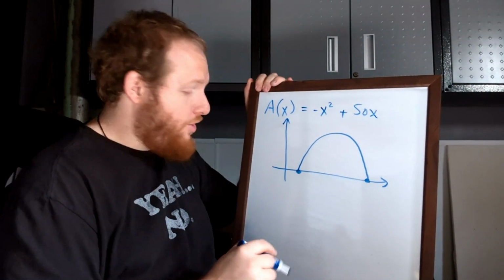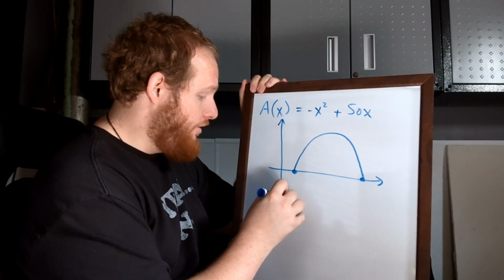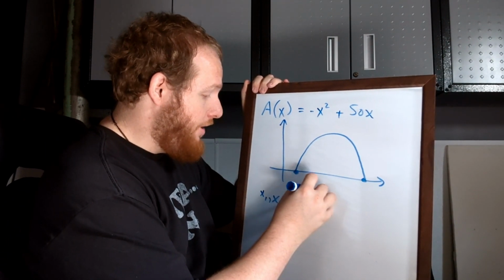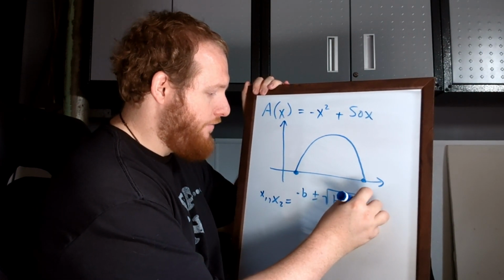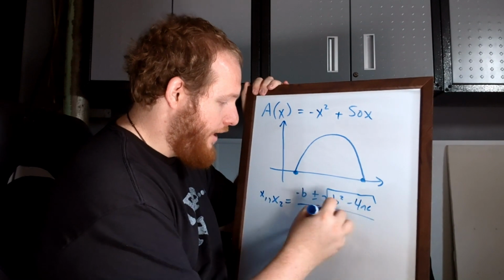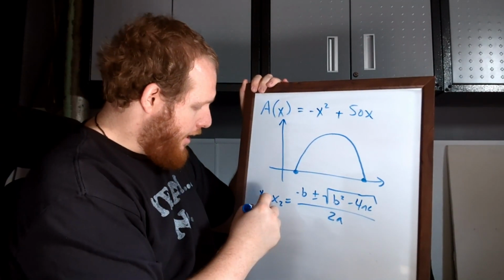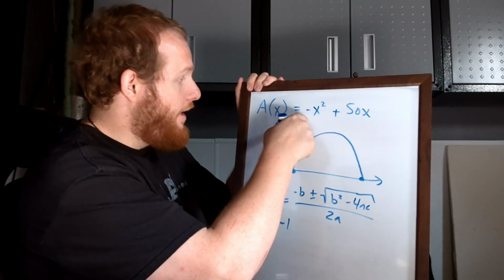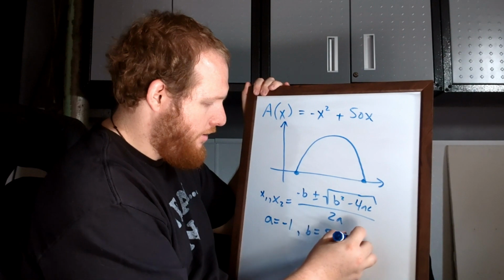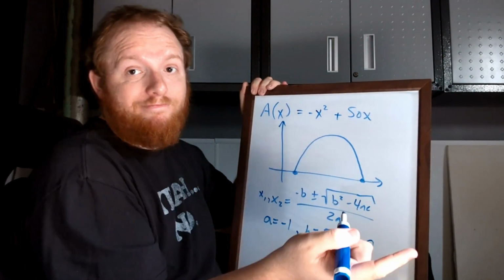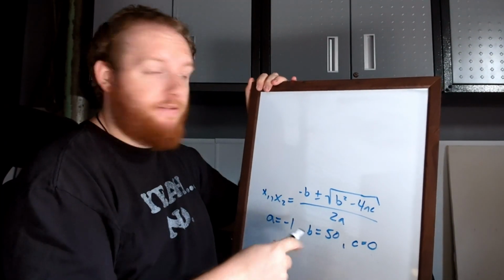So let's go right to the quadratic formula, which states that x1 and x2 is equal to -b plus or minus the square root of b squared minus 4ac, all divided by 2a. Looking at this, our a is -1, b is 50, and c is 0. There is no c. Now we can start plugging these values in.